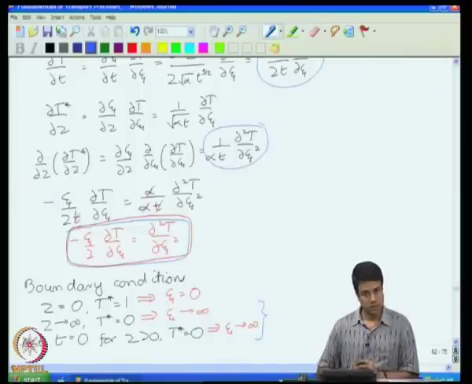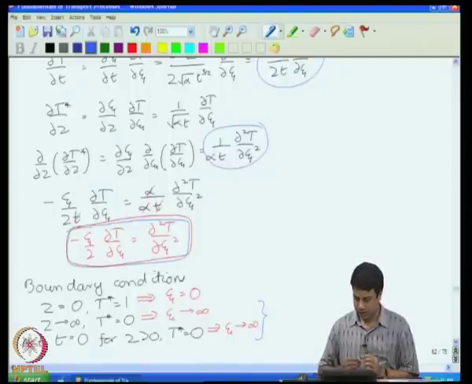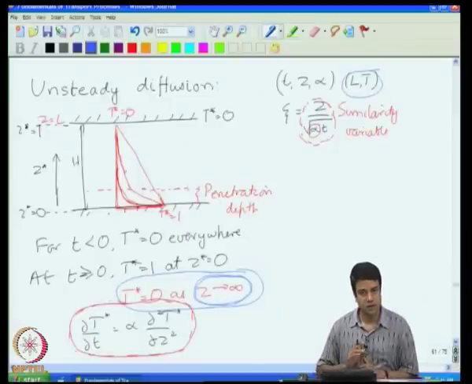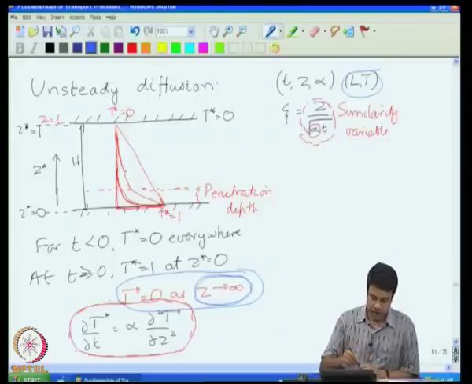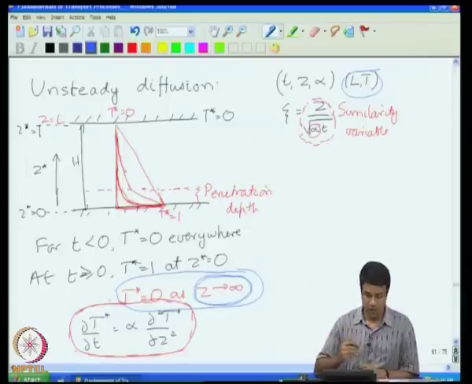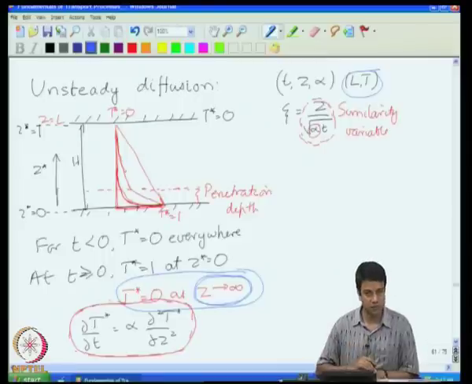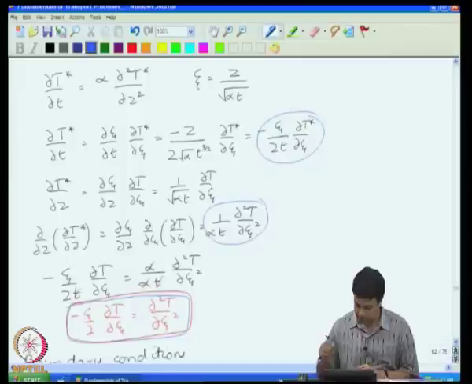The third condition was an initial condition. Initially, for all z greater than 0, we had imposed the condition that the temperature T star equal to 1 is switched on at time t is equal to 0. Since it is switched on at time t is equal to 0, the temperature everywhere else in the fluid except for the bottom plate is still at T star is equal to 0. So, for z greater than 0, at time t is equal to 0, T star has to be 0 for all z, except for at the bottom plate. So, that was the third condition.